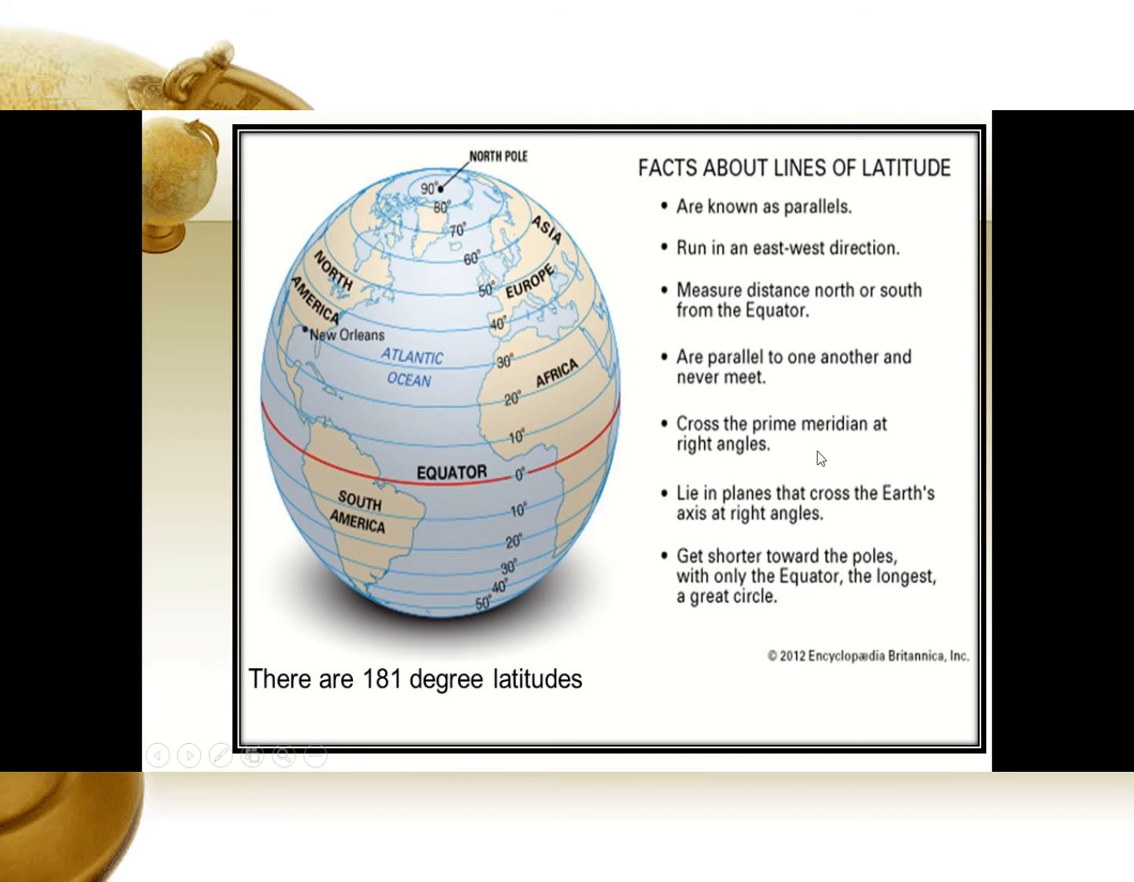It crosses the prime meridian at right angles. When it crosses the prime meridian, it makes a right angle, a 90-degree angle. Latitudes lie in planes that cross the Earth's axis at right angles. They get shorter towards the poles, with only the equator being the longest, a great circle. The great circle means the equator. It is the longest parallel or latitude because its length, as compared to other parallels, is quite big.